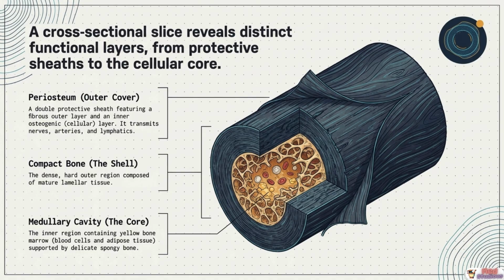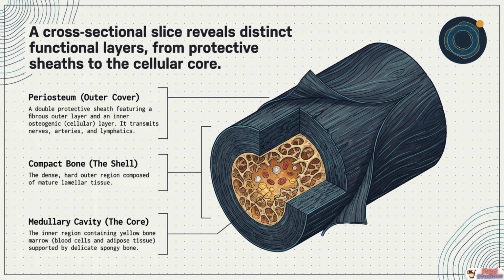The outermost layer is the periosteum, a double-layered fibrous sheath that wraps around the entire external surface of bone, with the exception of the articular cartilage at joint surfaces. The outer layer of the periosteum is dense fibrous connective tissue, rich in collagen fibers and the blood vessels, nerves, and lymphatic vessels that supply the bone.